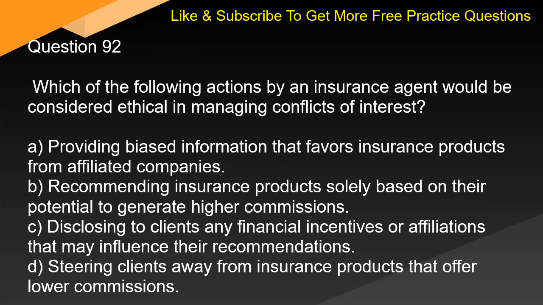Question 92. Which of the following actions by an insurance agent would be considered ethical in managing conflicts of interest? A. Providing biased information that favors insurance products from affiliated companies. B. Recommending insurance products solely based on their potential to generate higher commissions. C. Disclosing to clients any financial incentives or affiliations that may influence their recommendations. D. Steering clients away from insurance products that offer lower commissions.